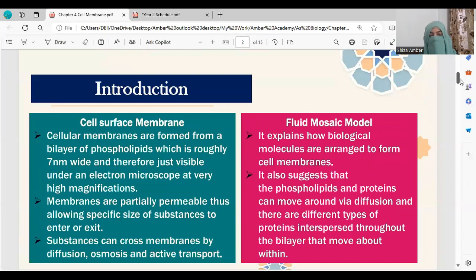Cell membrane, we already talked about that cell membrane will now be known as cell surface membrane or plasma membrane as far as your A levels are concerned.